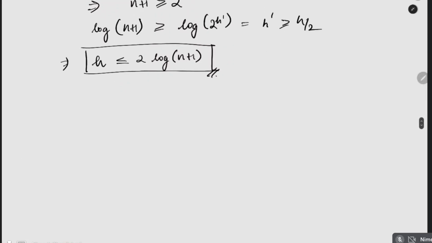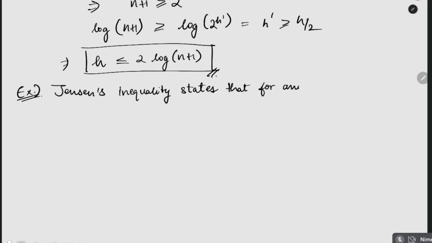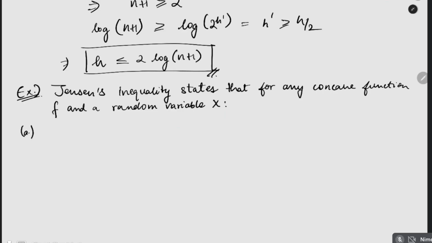So let's take another example. Jensen's inequality states that for any concave function f and a random variable x, basically we need to identify Jensen's inequality out of this for a concave function.